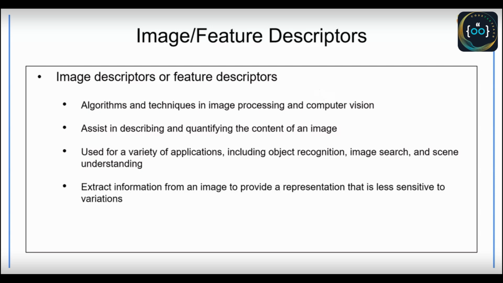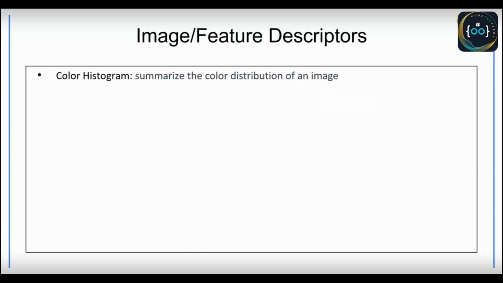Typically, an image descriptor extracts information from an image or a region of an image to provide a representation that is more useful and less sensitive to variations in image characteristics such as size, rotation, or lighting condition. The information that is captured and how it is represented depends on the specific type of descriptor. Some of the commonly used image descriptors are now being explained. We will start with color histograms.